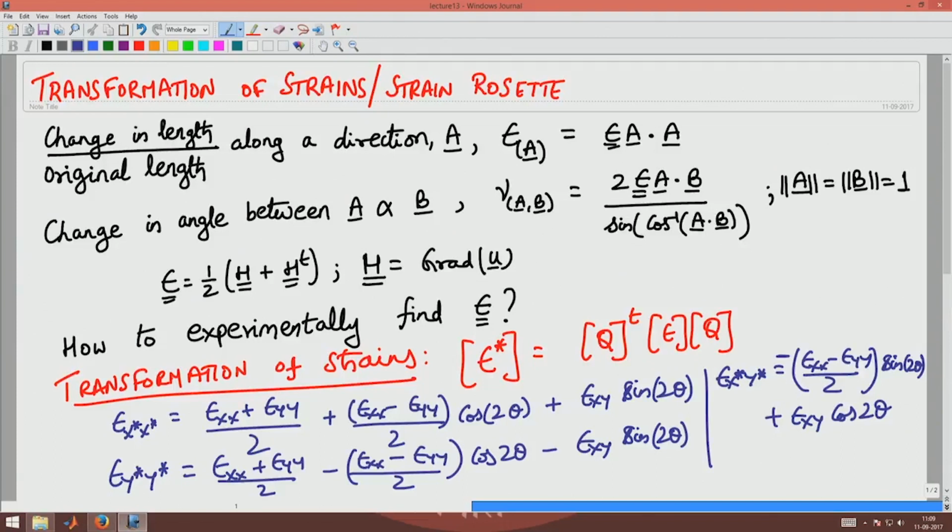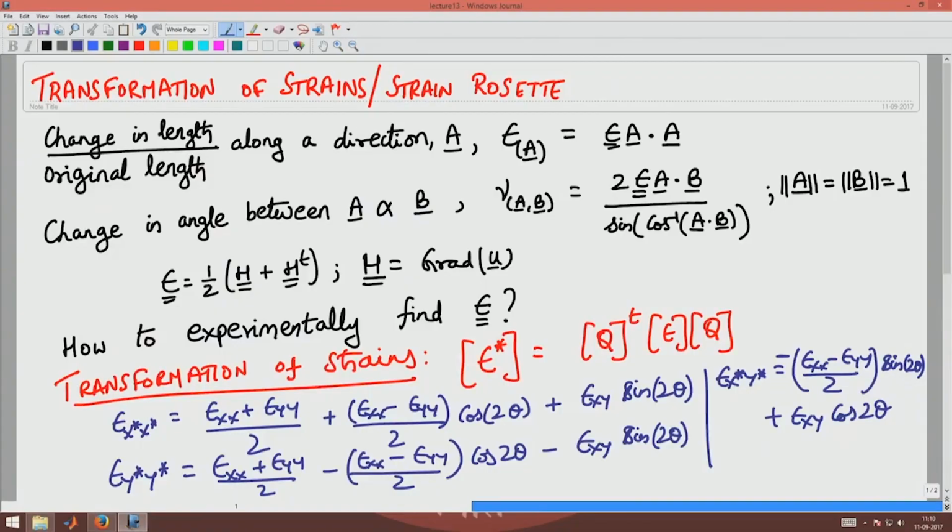So, these are the Mohr circle equations that we obtained for the stress transformation, and the same equations hold here. However, if I were to replace epsilon xy by the change in angle between x and y, which is related to epsilon xy as gamma xy equals twice epsilon xy, like what we saw in the last class, then what happens is that here it will become gamma xy by 2, and here gamma xy by 2, and here also it will be gamma xy by 2.